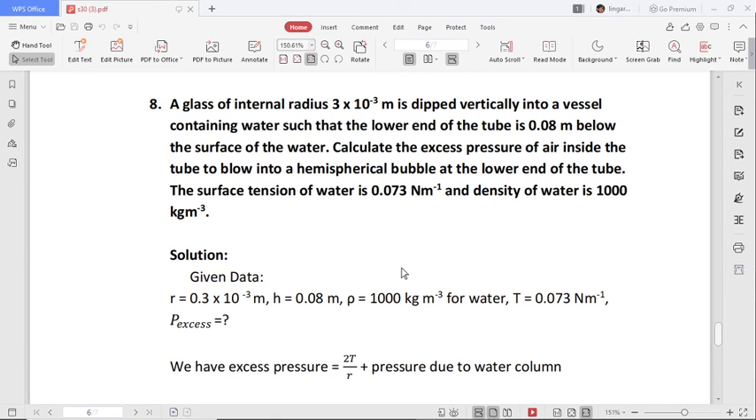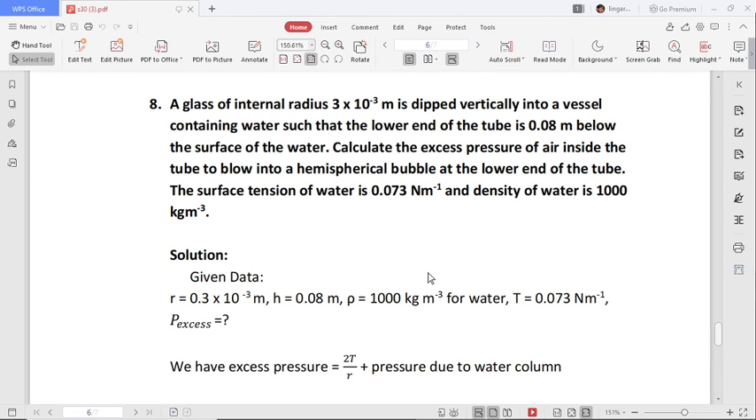Next is the eighth one. A glass tube of internal radius 3 into 10 to the power minus 3 meter is dipped vertically into a vessel containing water such that the lower end of the tube is 0.08 meter below the surface of water. Calculate the excess pressure of air inside the tube to blow a hemispherical bubble at the lower end of the tube. The surface tension of water is 0.073 Newton per meter and the density of water is 1000 kg per meter cube.